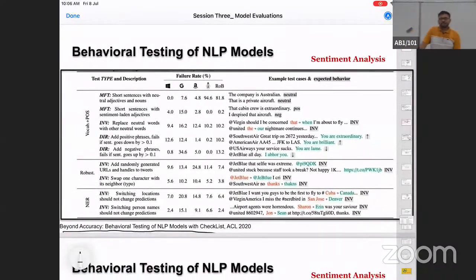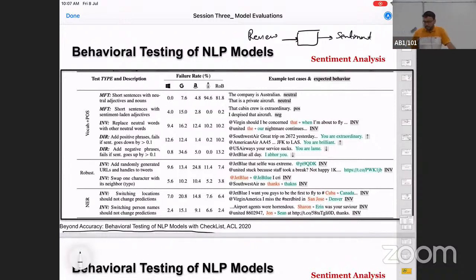So they have experimented on multiple tasks. Since we have covered sentiment analysis extensively, let me start with the sentiment analysis task. So the idea is there is a model, some black box NLP model again. You pass a review to it and it predicts its sentiment: positive, negative, neutral.